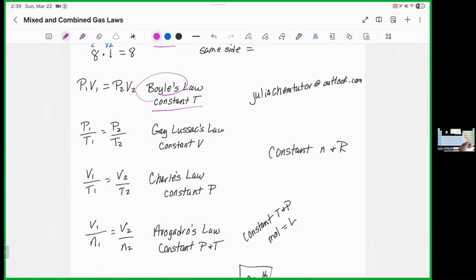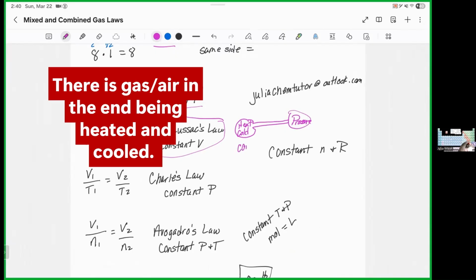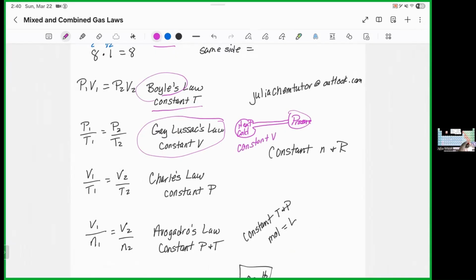I always remembered Gay-Lussac's because the thing that we use for this as a demonstration looks kind of like a toilet float that has a pressure gauge. You dip this into either hot or cold, and it's a constant volume. I always remembered it's that gay-looking toilet float thing. It's Gay-Lussac's law. Sorry if I offend you by saying that. I don't mean to offend anybody, but that's just how I always remembered it.